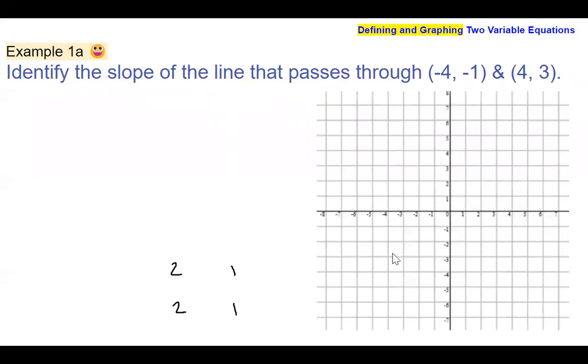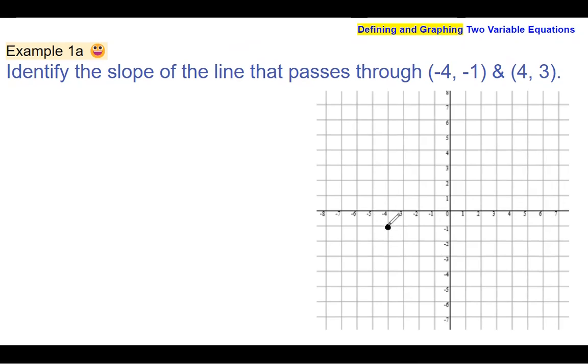All right, so let's go ahead and apply it to our algebra 1 skills here. We have 2 points. We have -4, -1, and 4, 3. So here's -4. -1 is down here. Next point is +4 and +3 right here. Let me go ahead and graph. Did I give you guys graphing paper?